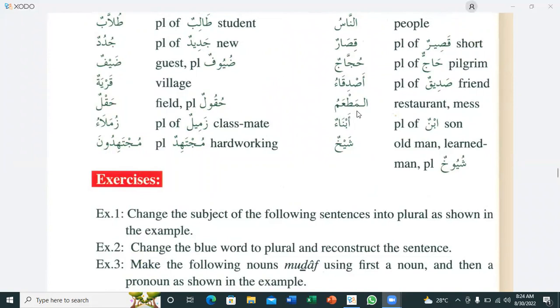Al-mat'amu means restaurant or mess. Abnaun, plural of ibnun, yani son. Shaykhun, old man, learned man. Plural is shuyukh.